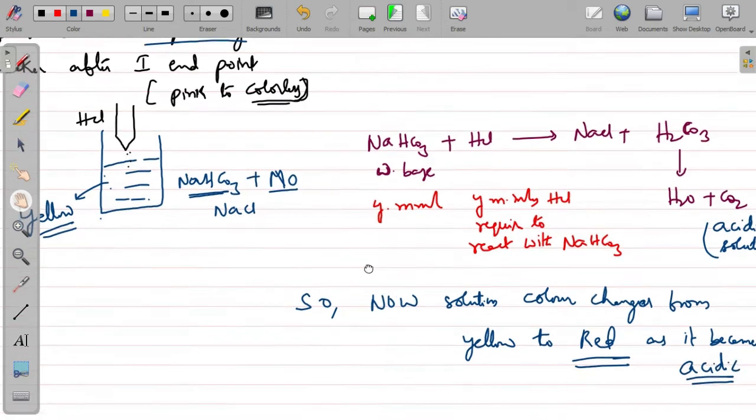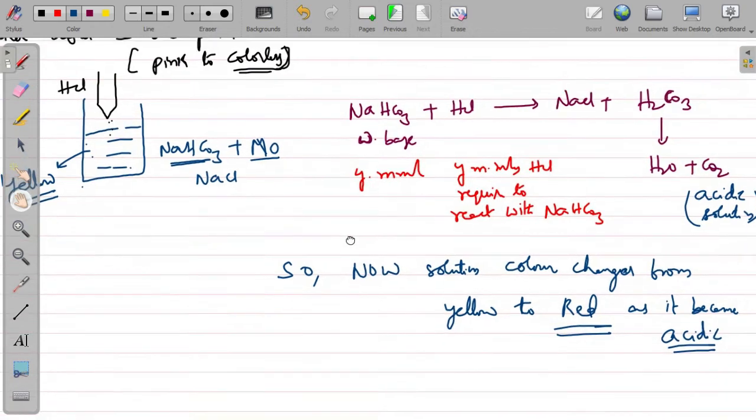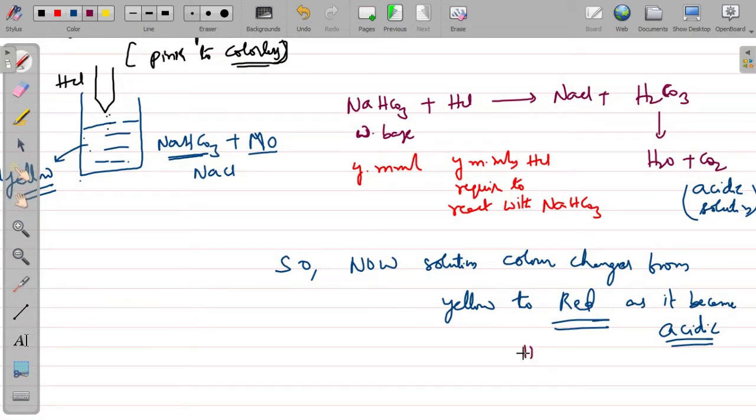So now once the solution turns red color, it indicates the second endpoint. So you have to stop that process. You have to end the process of titration. So this is the second endpoint. Since 2 titrations are used in this method, this is called the double titration method. And the purpose of this double titration is only one thing: if there are unknown quantities in the beaker, you are identifying them using 2 titrations.